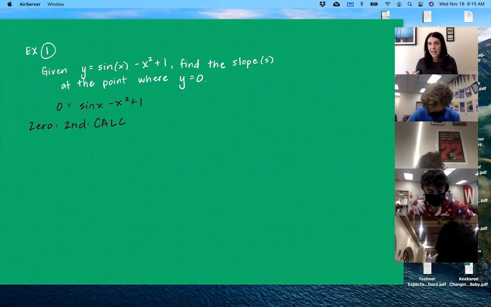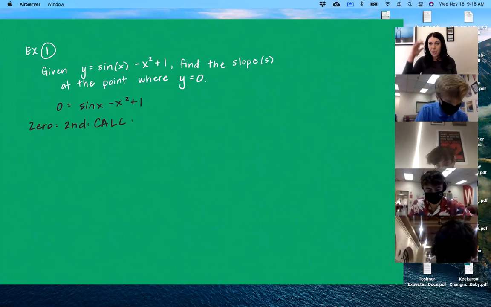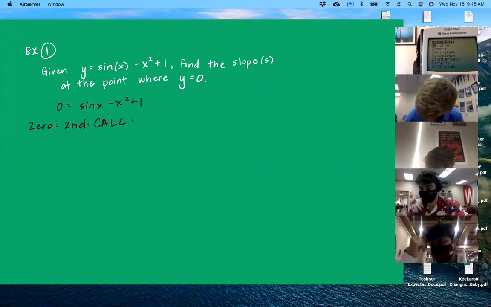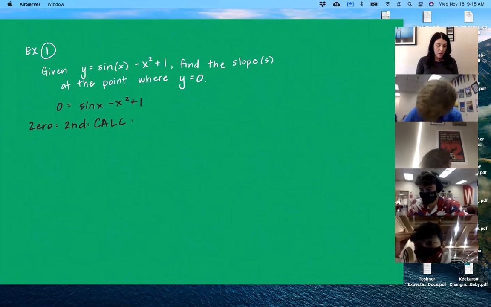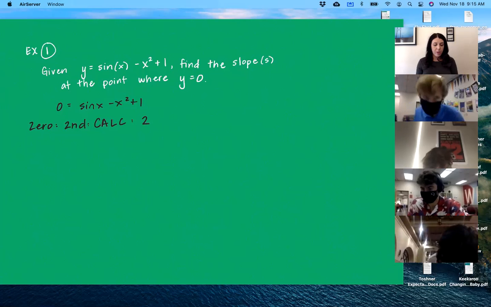Okay, that's the same button as trace. So you're going to go second calc. And then you'll notice the next line has a lot of options. So it's got value, zero, minimum, maximum, all that stuff. We're going to go down to 2 where it says zero. And you can either use your up down arrows or you can click on the number 2.